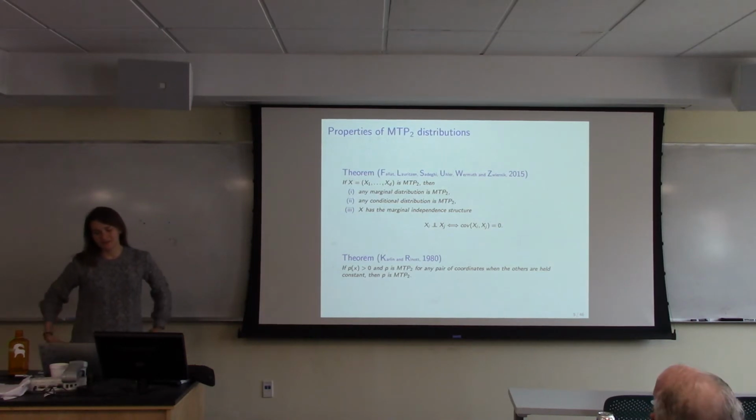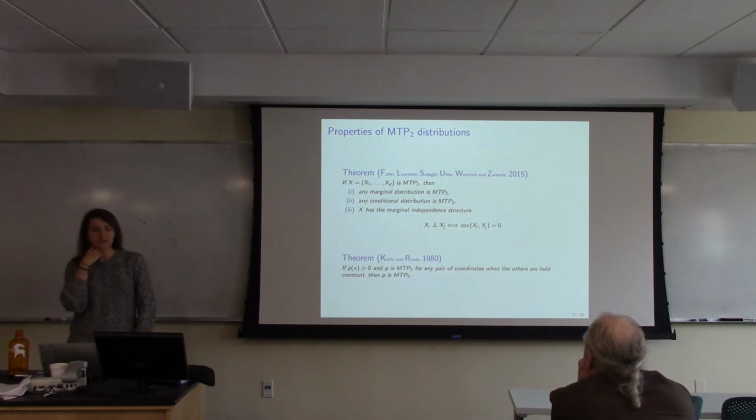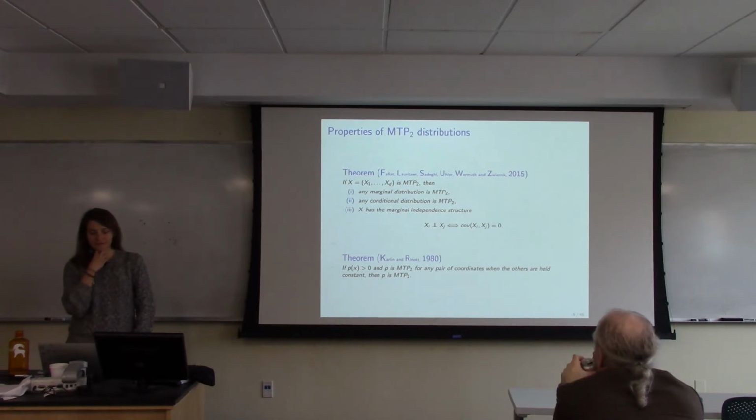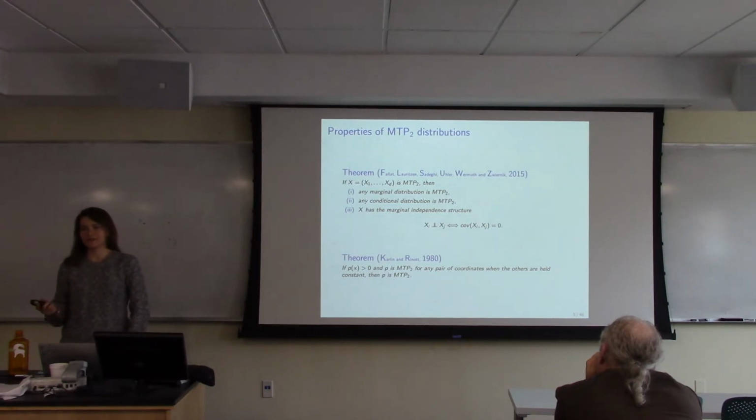If x is an MTP2 random vector, then any marginal distribution will be MTP2. So if you marginalize one or more of the components, then it will be MTP2. And if you condition on one or more of the x_i's, it will remain MTP2. So that's really nice. That's like Gaussians. And what's also nice, like for Gaussians, is that x_i is independent of x_j if and only if the covariance of x_i and x_j is 0. Okay, and actually this third condition holds for positively associated random vectors as well, not just for MTP2.